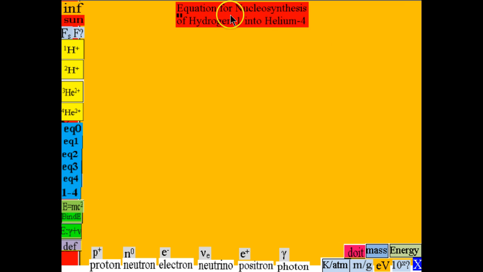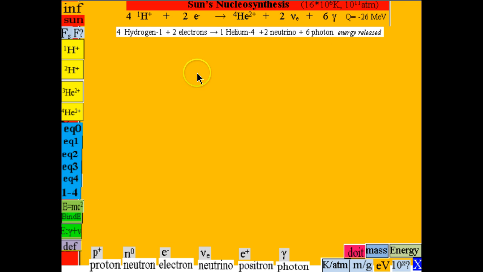Let's go back to our original equation. For hydrogen-1 plus 2 electrons, we get helium-4 plus 2 neutrinos plus 6 photons, and energy is released, and the energy is released mostly in the form of photons.